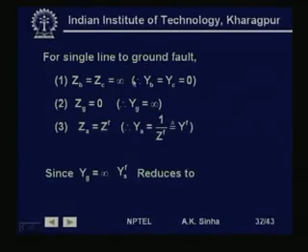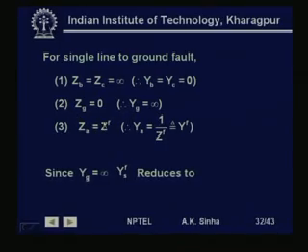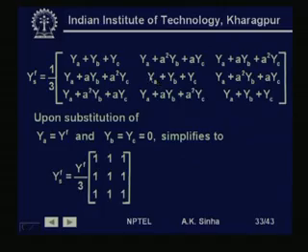So, ZB, ZC are infinite, therefore YB, YC are equal to 0. ZG we have made equal to 0, so YG is equal to infinity, that is, the fault has occurred only with impedance ZA. ZA is equal to ZF, and therefore YA is equal to 1 by ZF, which we are defining as YF. Since YG is infinity, YFS reduces to this value.